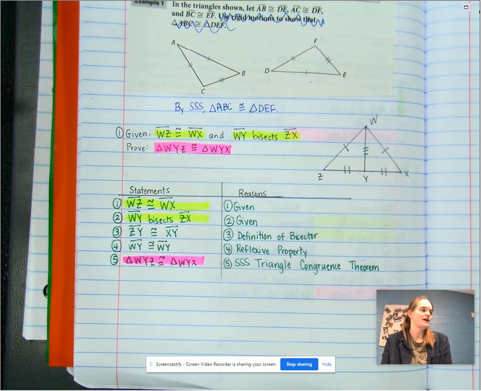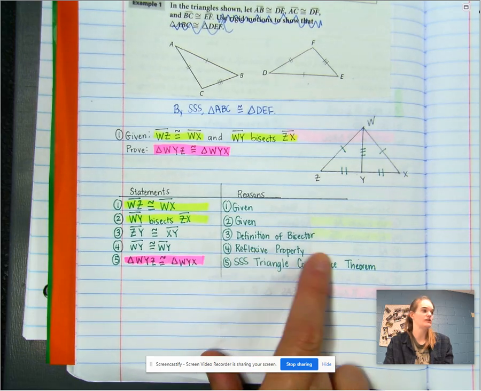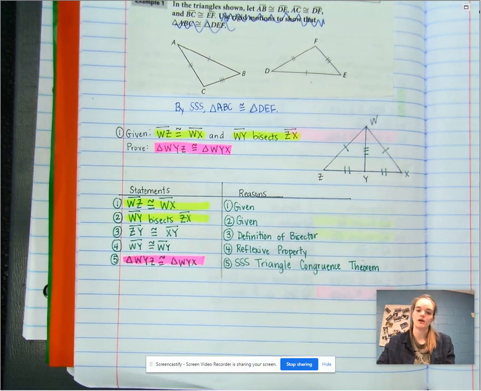Again, order did not matter in certain pieces. 3 and 4 could be swapped. 4 actually could be before the givens. We just normally don't do that. Sometimes your book will. Sometimes other things will, but we didn't need to put that before the givens. We can, because it doesn't reflect off of the givens at all. So sometimes order does not matter. That's fine. You had to have the bisect before we use definition of bisector. Okay. All right, let's do some more.